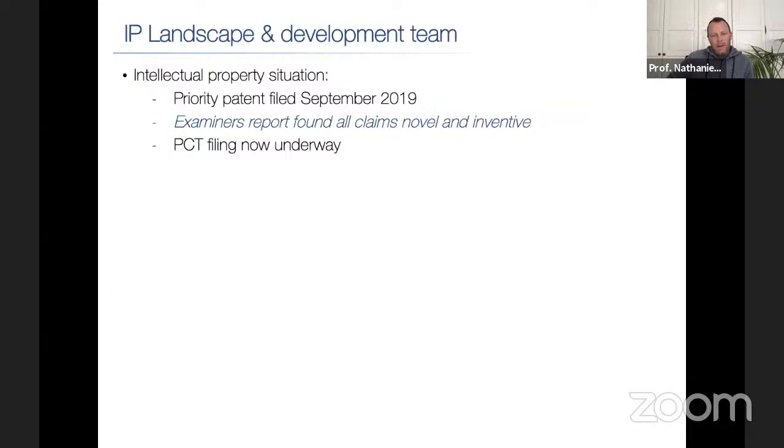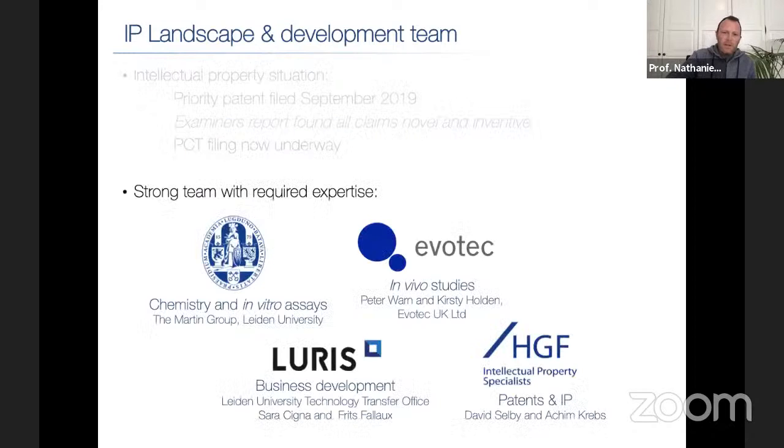We filed a patent covering our guanidino lipoglycopeptides about a year ago, and about 2 months ago got the examiner's report, and we were very pleased to see that the examiner had assessed all of our claims as both novel and inventive. So that's very important. And the PCT filing is now underway.